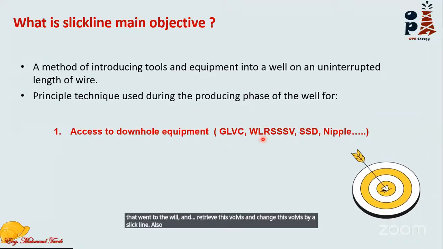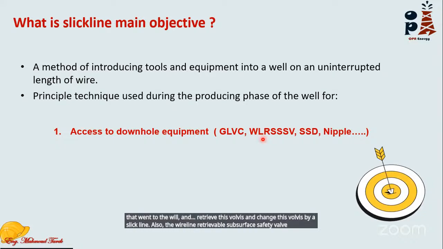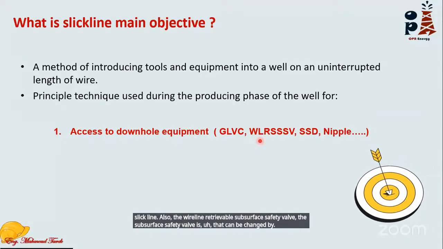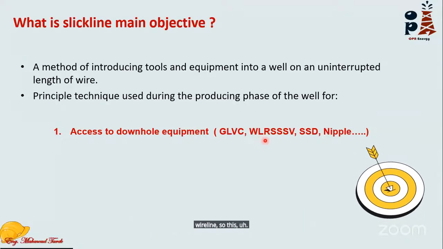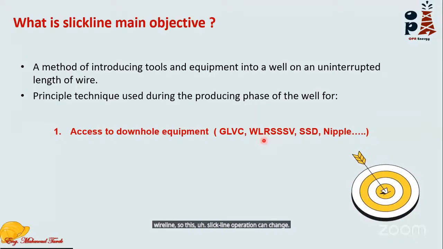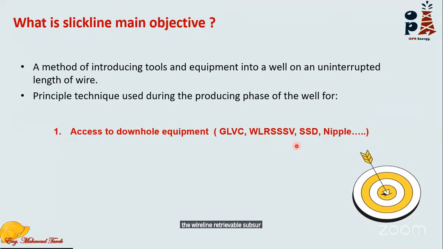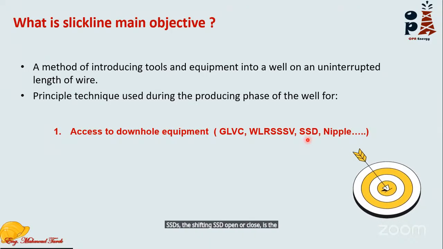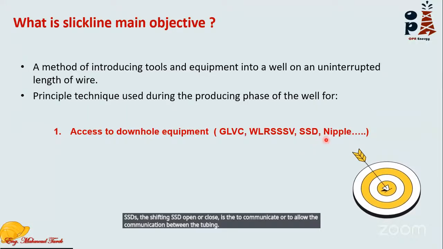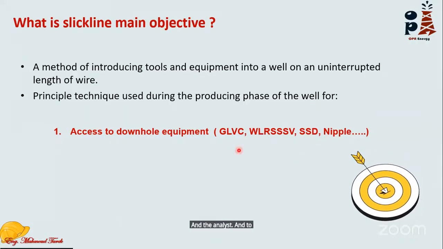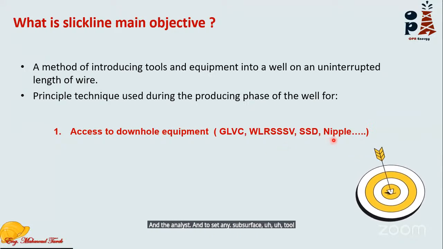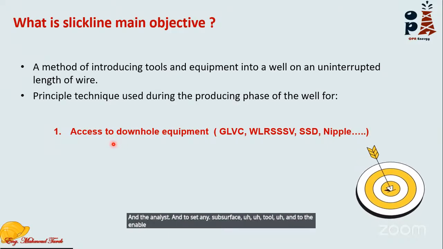Also, the wireline retrievable subsurface safety valves can be changed by wireline, so this Slickline operation can change them. Also, shifting SSDs: opening or closing the SSD to allow communication between the tubing and the annulus, and setting any subsurface tool into the nipple, so the Slickline will be used.